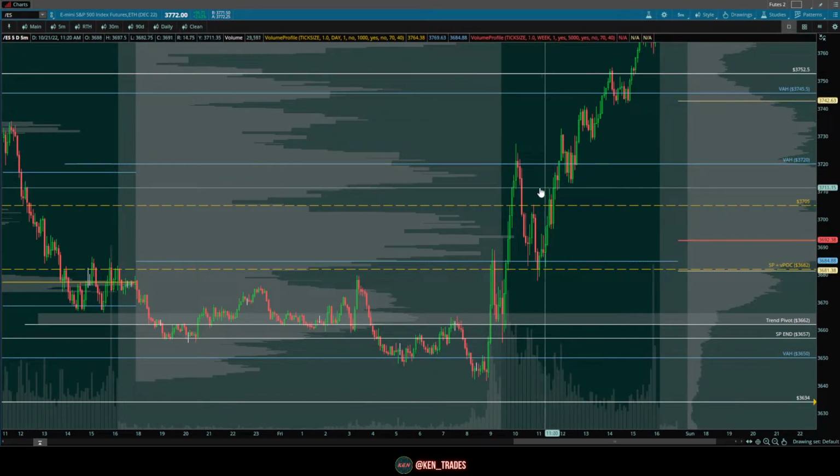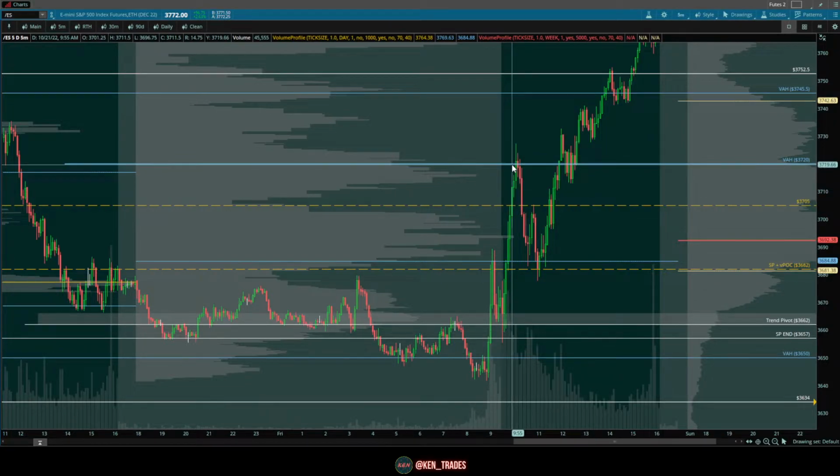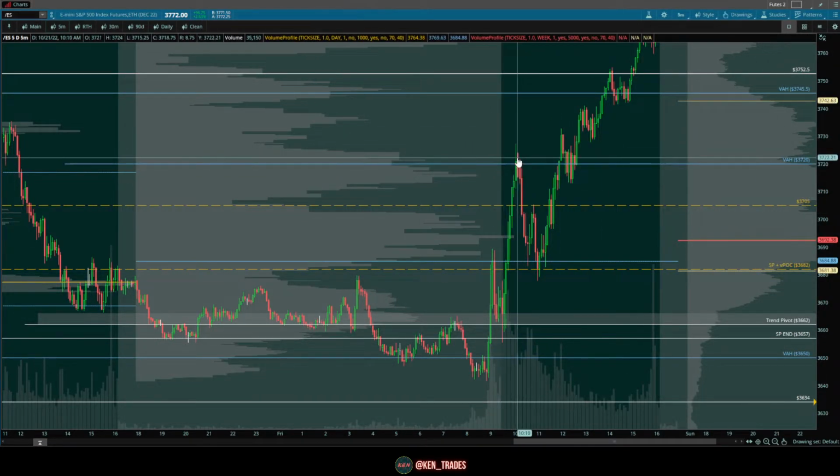But I took the retest, and then it broke down, so I'm interested again. So I took the retest short. Like I said, price always retests, so don't worry about it. You retest 3720, and that's where I went short.